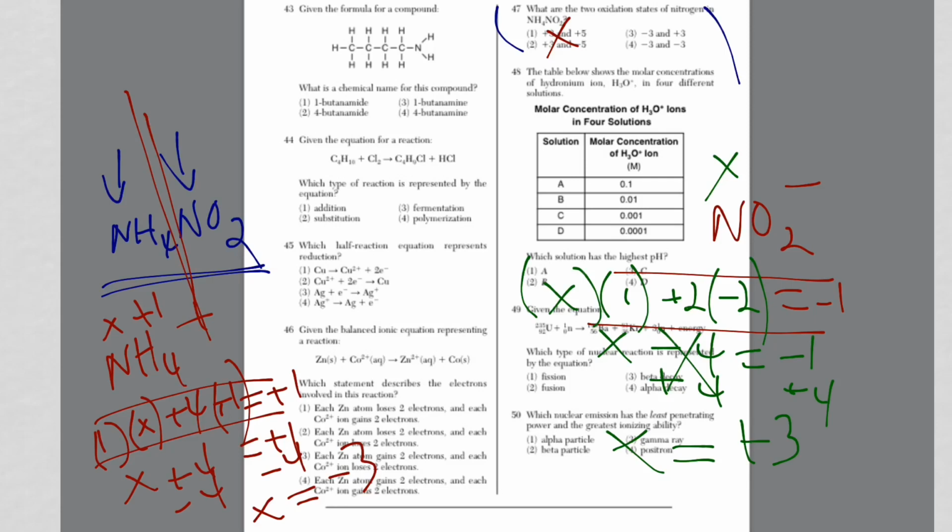So what do I have? I have a minus 3 and a plus 3, and I have a dog crying at the door, and that is choice 3. That, folks, is a pretty darn tough question.